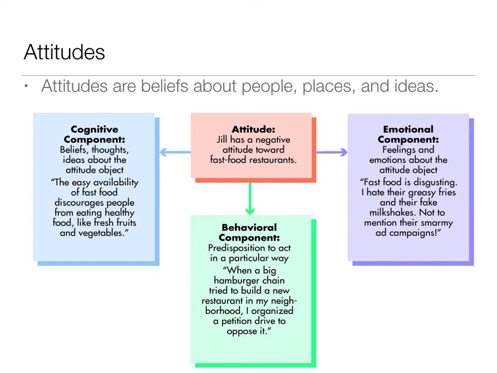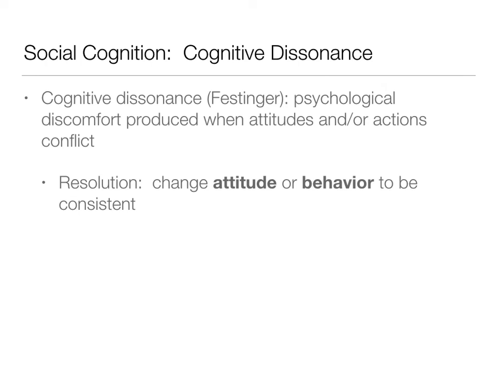This attitude can have different components to it. It can have a cognitive component, like our beliefs and our thoughts and our ideas about that object. It can have an emotional component, our feelings and emotions about the attitude, and it can have a behavioral component, how we're going to act on that thing. So attitudes really have these beliefs about people, places, and ideas, but they can have different components about how we express them. One of the ways that attitudes play out is in cognitive dissonance. Cognitive dissonance is this psychological discomfort we feel when our attitudes and our actions conflict.